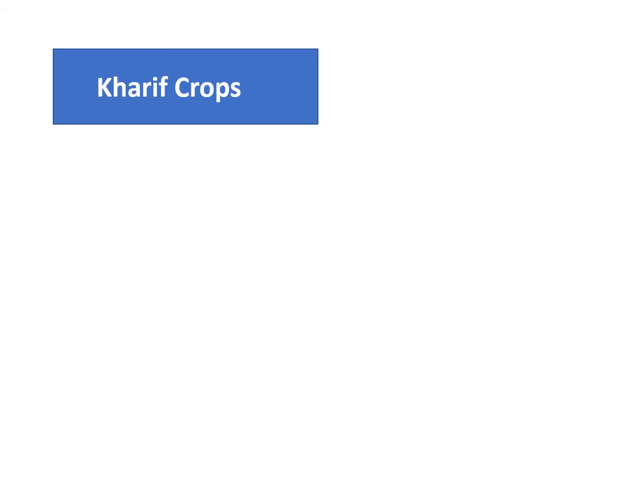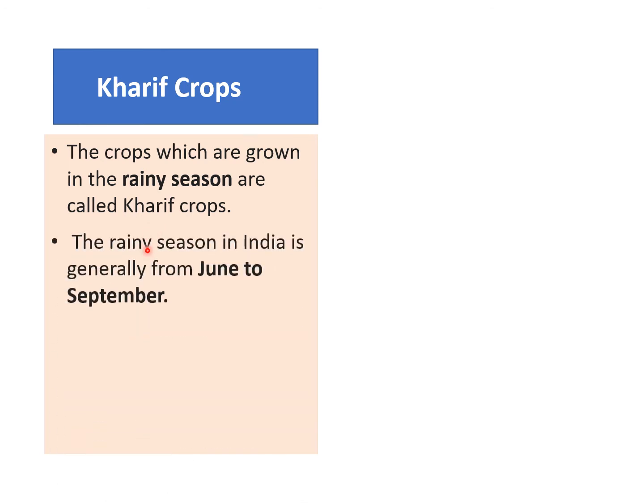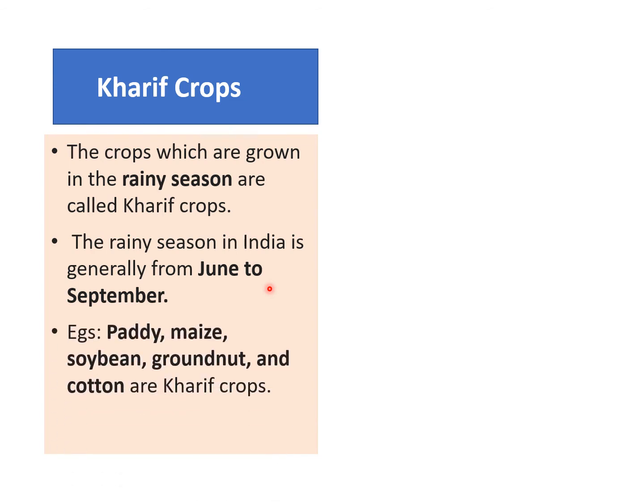First we will understand the Kharif crops. The crops which are generally grown in the rainy season are known as Kharif crops, right? These crops are generally grown from June to September. Remember students, these crops are sown from June to September. The examples of Kharif crops include paddy, maize, soyabean, groundnut and cotton. So all these are Kharif crops, right?